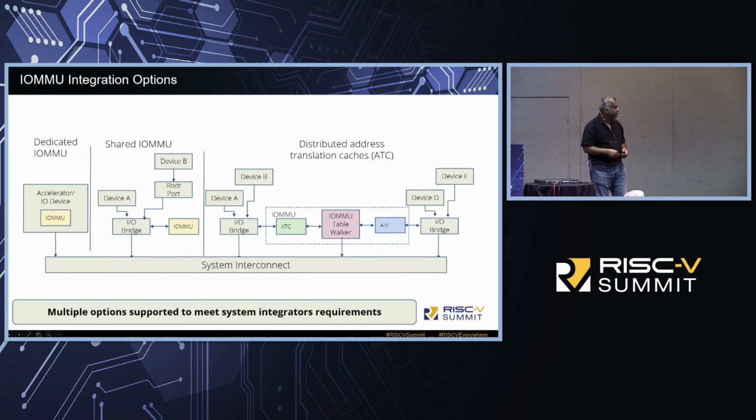A third option is where you may have a centralized page table walker, but then you distribute the address translation caches. In this example, I show this green ATC serving devices A and B, and the blue ATC serving devices C and D. But if either of those ATCs has a miss, then they invoke this common page walk handler in order to refill the ATC with the updated translation. So multiple options are available for system integration, and the IOMMU specification provides the maximal flexibility for all of these integration models.